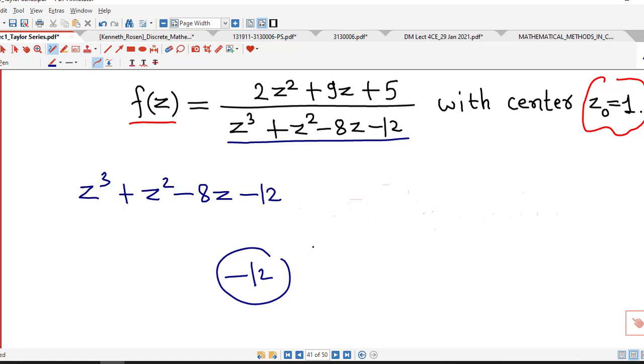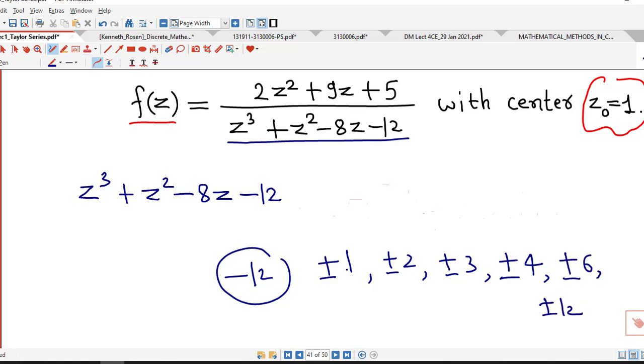So divisors of constant term, which is minus 12, are plus or minus 1, plus or minus 2, plus or minus 3, plus or minus 4, plus or minus 6, and plus or minus 12. So we can try one by one, because we know that if there is any integer solution of this polynomial equation, then it must be a divisor of constant term. So we are able to find out if there is any integer solution by trial and error by putting these values.